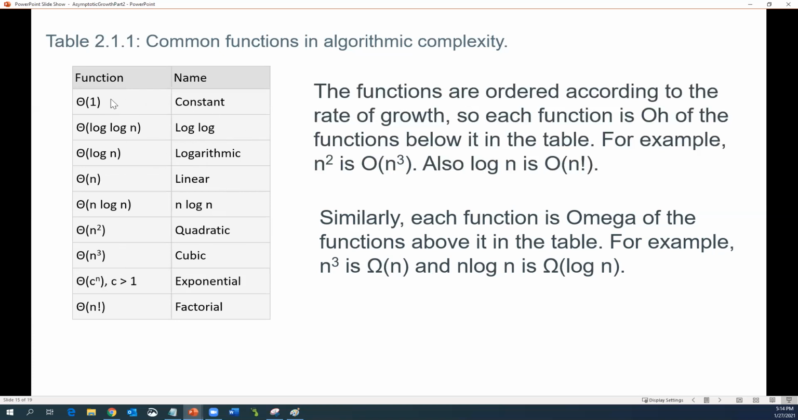Okay. Why do they call it algorithmic complexity?